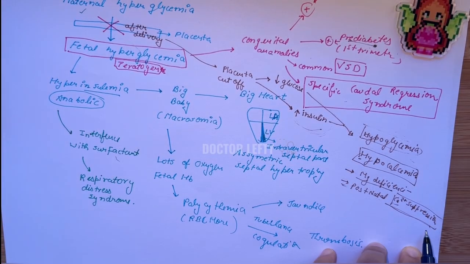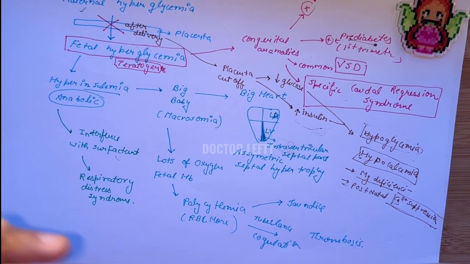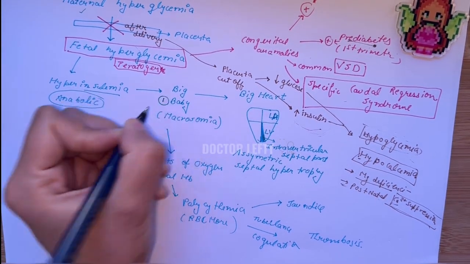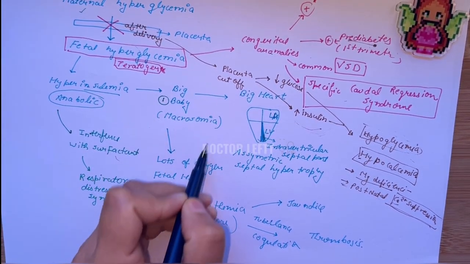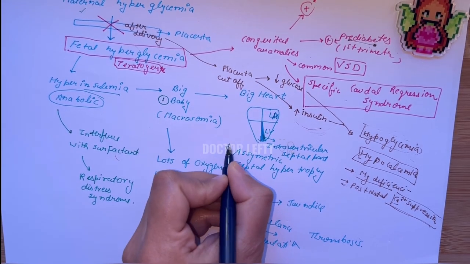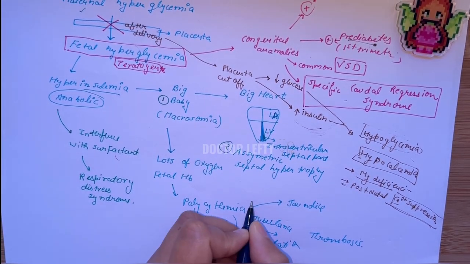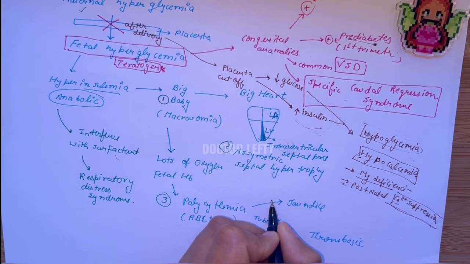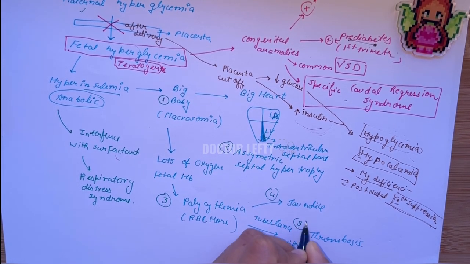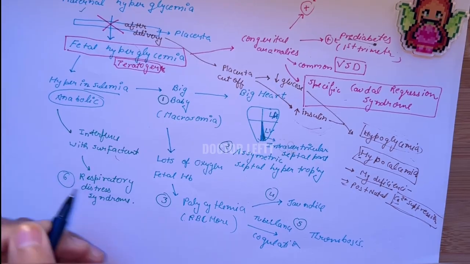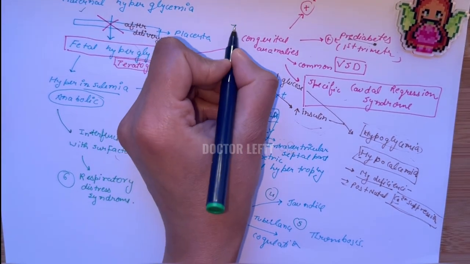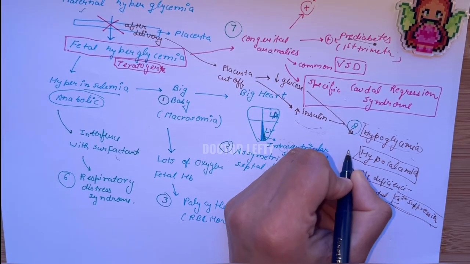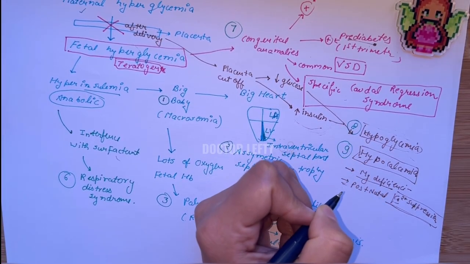hypocalcemia in the baby. What are all the complications that I have discussed for an infant of a diabetic mother? Number 1, big baby. Second complication is asymmetric septal hypertrophy. Third, polycythemia. Fourth, jaundice. Fifth, thrombosis. Sixth, respiratory distress syndrome. Seventh, congenital anomalies. And eighth, hypoglycemia and hypocalcemia.